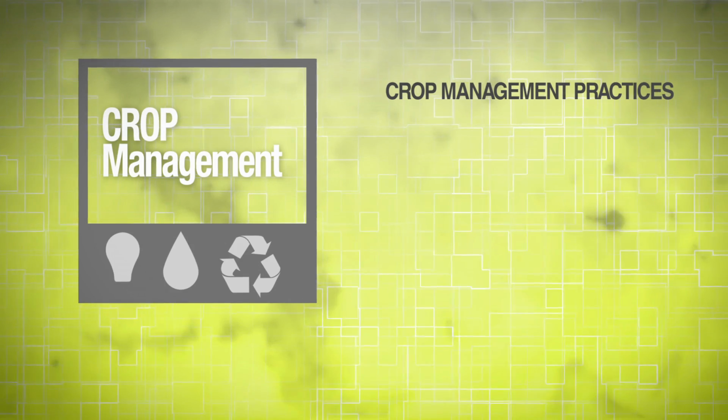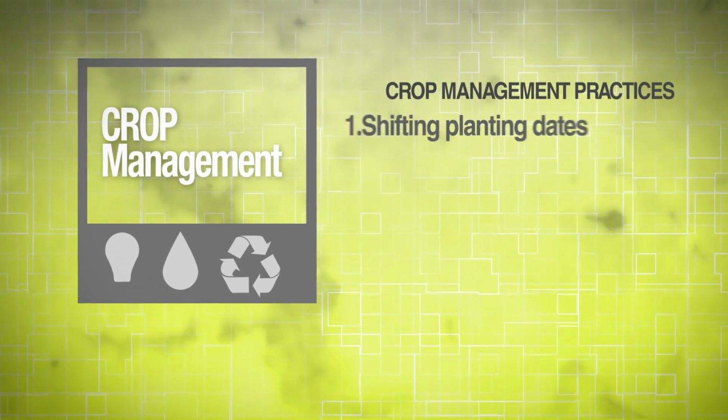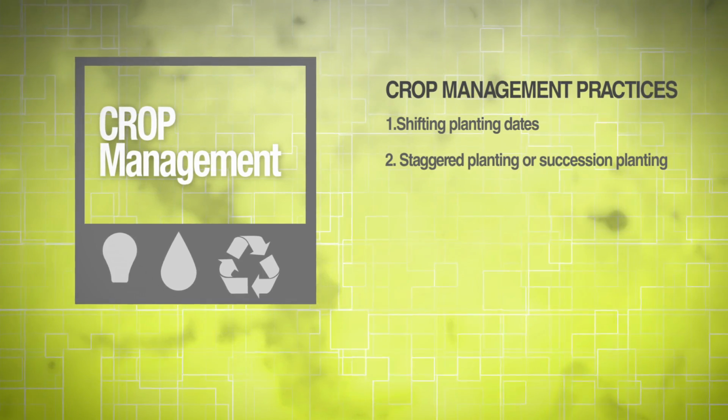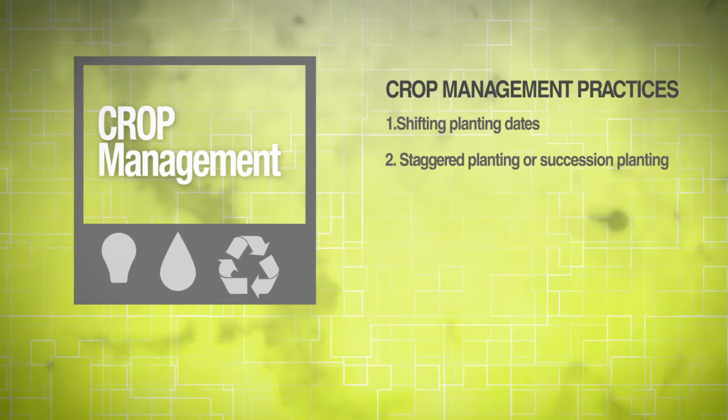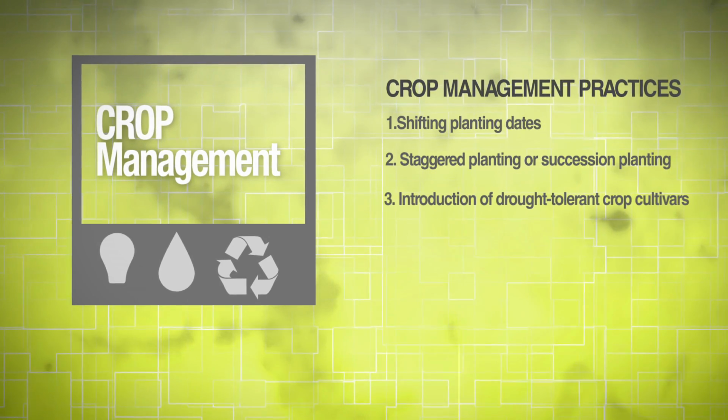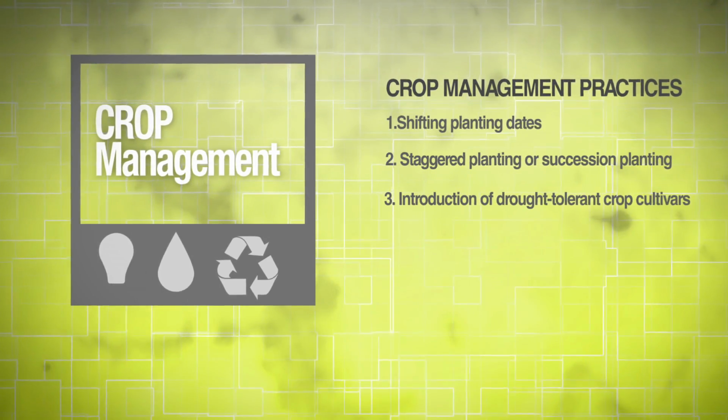Some of these practices include: 1. Shifting planting dates. Shifting the planting dates can help to avoid crop losses. 2. Staggered planting or succession planting. This involves planting crops at different times to cope with periodic uncertain drought conditions and uncertainty in the onset of the rains. 3. Introduction of drought-tolerant crop cultivars.